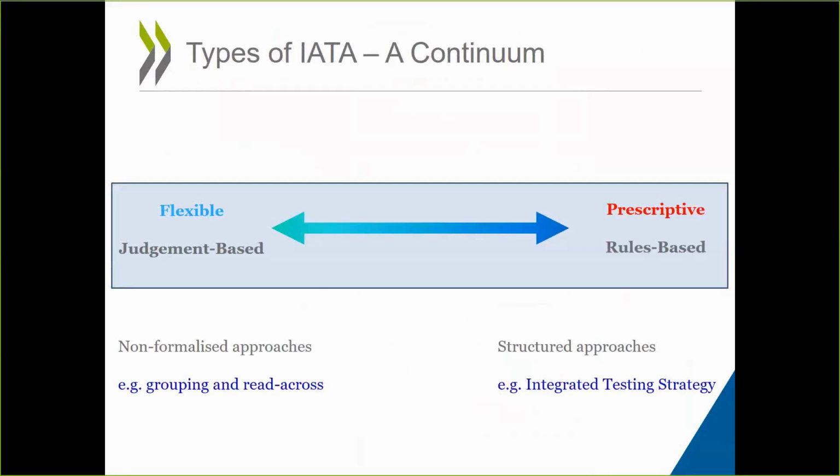And in fact, the types of IATAs are somewhat of a continuum and range from expert-driven, judgment-based on the left-hand side of this slide to something that's inherently more prescriptive and rules-based. And really defined approaches are one specific type of integrated approaches on the right-hand side, a rules-based approach, and can be included with other data or can be standalone methods for evaluating existing information or new data.